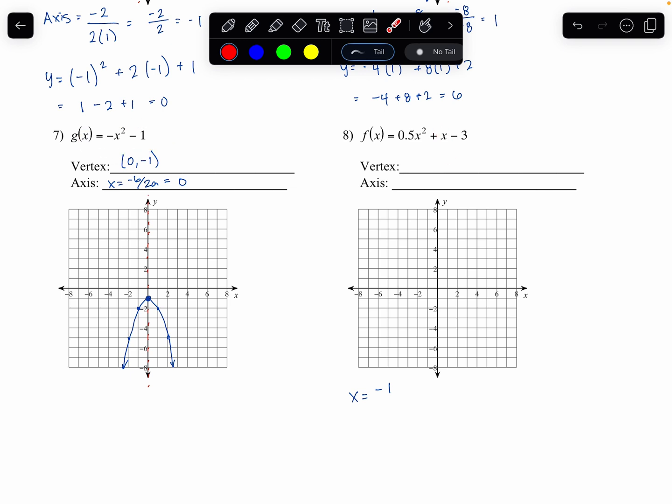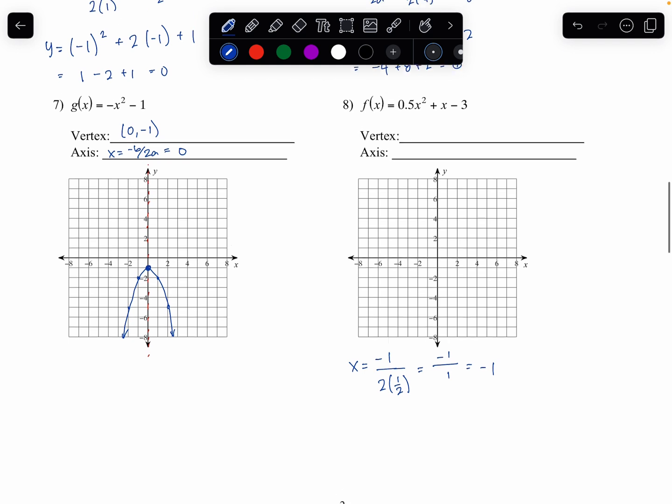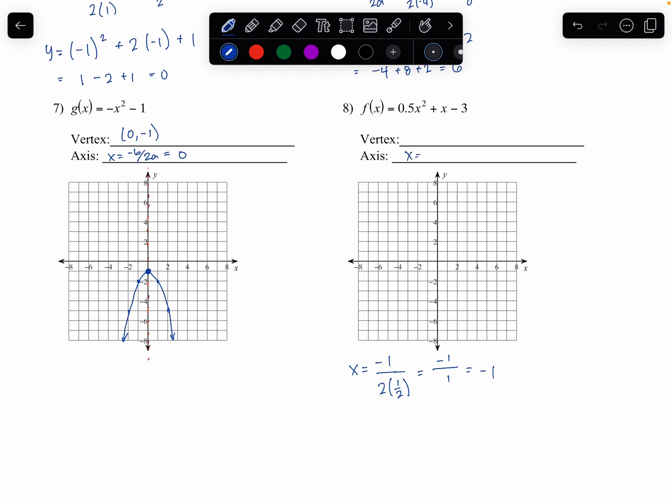Okay, so negative b divided by 2 times a. a is 0.5. I'm going to write that as a fraction though, 1/2. So this is going to be negative 1 divided by 2 times 1/2. I wrote it as 1/2 because it's easier for me to see. Those are multiplicative inverses, which means when you multiply them together, they're just 1. So this will just be negative 1. So the axis of symmetry is x equals negative 1. The x value of our vertex is going to be negative 1.